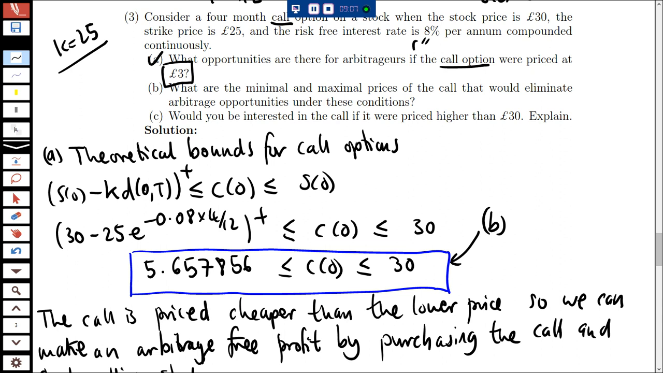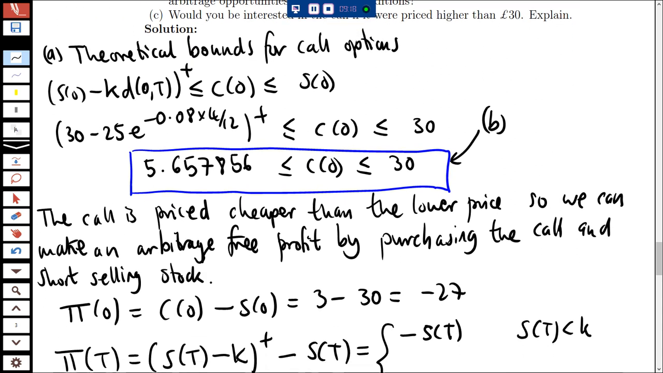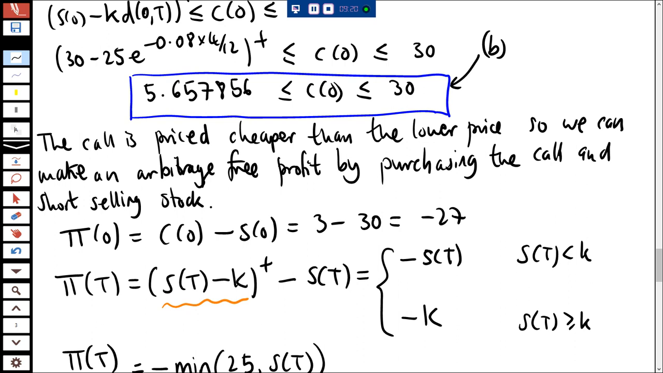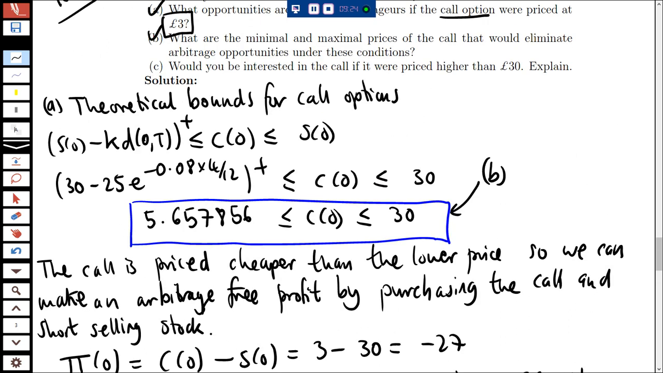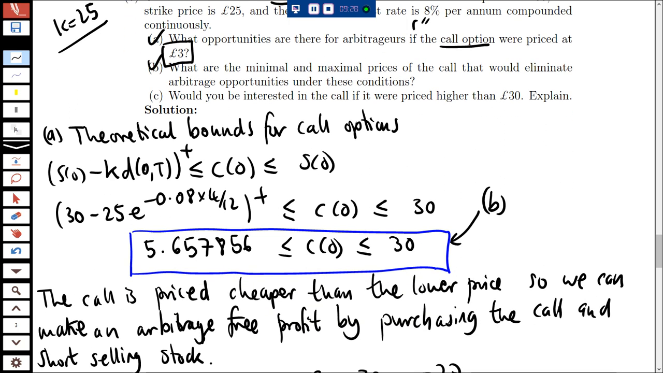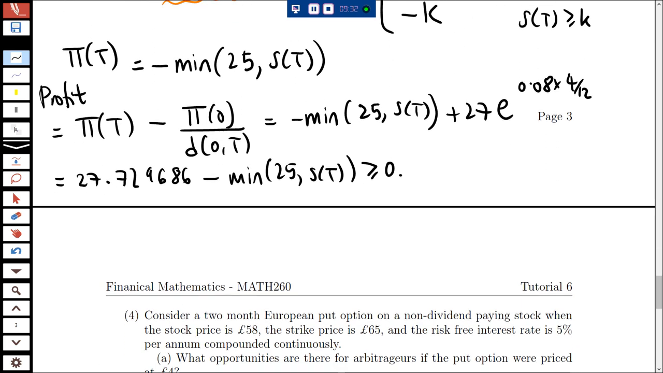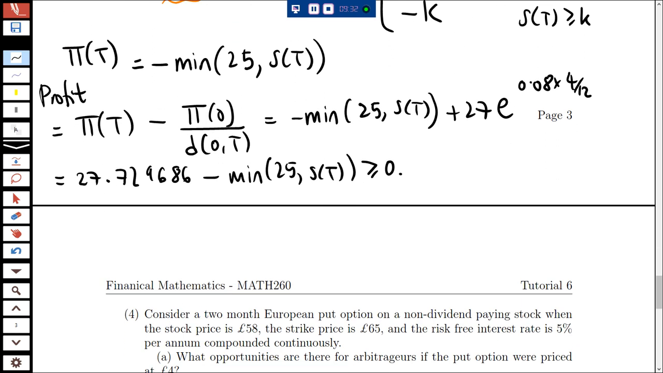How about part C? Would you be interested in the call if it was priced higher than 30? So, if it was outside of the bound on the higher side. Okay, let's have a think about that. So, the call is priced higher than 30. Is that the share price? Yeah. So the call is higher than 30. Would you be interested in the call? Okay, don't have much space here. Let's add a page.